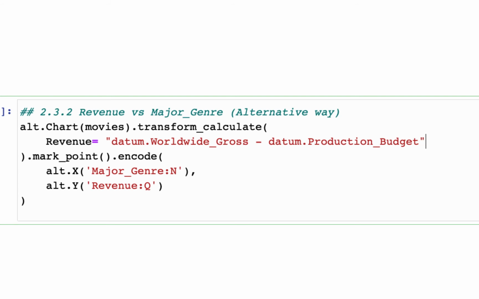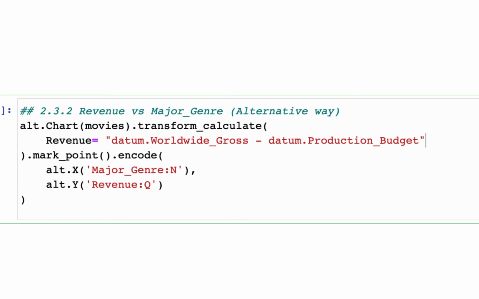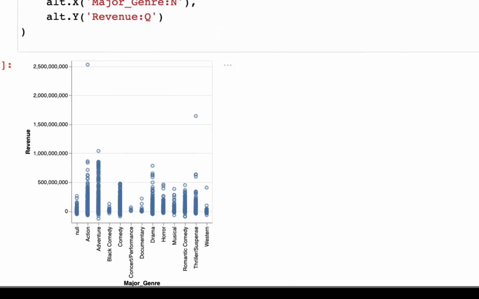You can basically feed in a string that has your formula, but then you don't need the alt part. So it's just datum.worldwide_gross minus datum.production_budget. And if you run this, you'll see that you get exactly the same visualization.